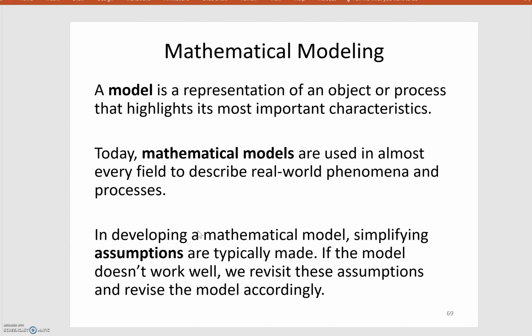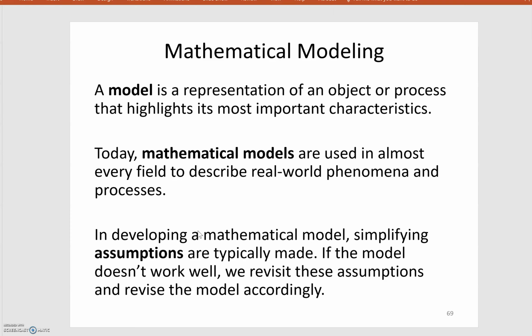So here I've just got the definition of a model. You could probably come up with a reasonable definition on your own, but here's our definition. It's a representation of an object or a process that highlights its most important characteristics. Now, what I would like to point out in terms of a model is that the model is not the original object. It's kind of like saying the map is not the territory.